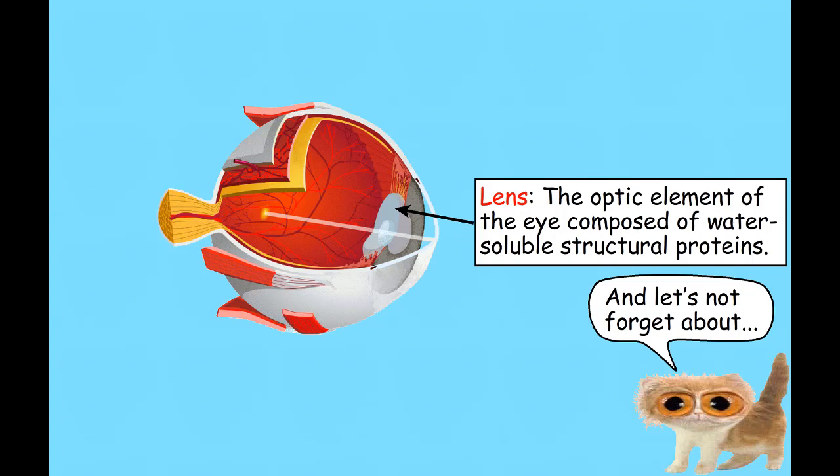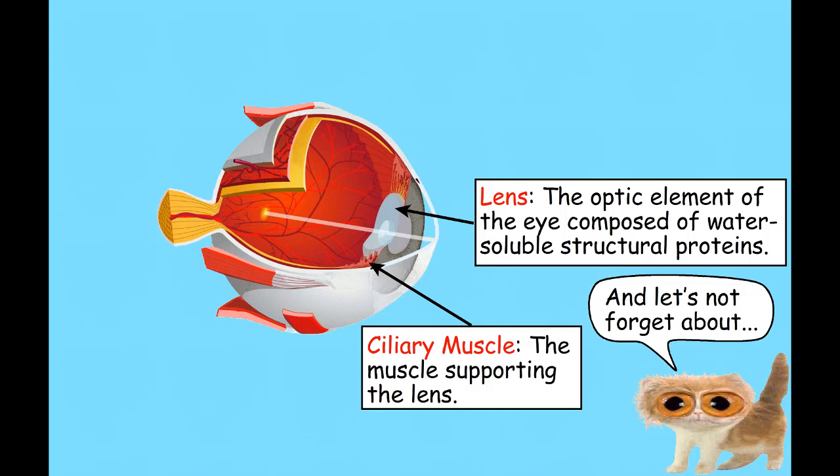The lens is the optic element of the eye that's composed of water-soluble structural proteins. And this part of the eye can be expanded or contracted by these muscles here, the ciliary muscles that support that lens. Of course, as you get older, those ciliary muscles calcify, as does the lens itself, and it becomes harder and harder for those muscles to contract or relax that lens and adjust its refractive properties. Hence, people have a harder and harder time seeing small print as they get older.